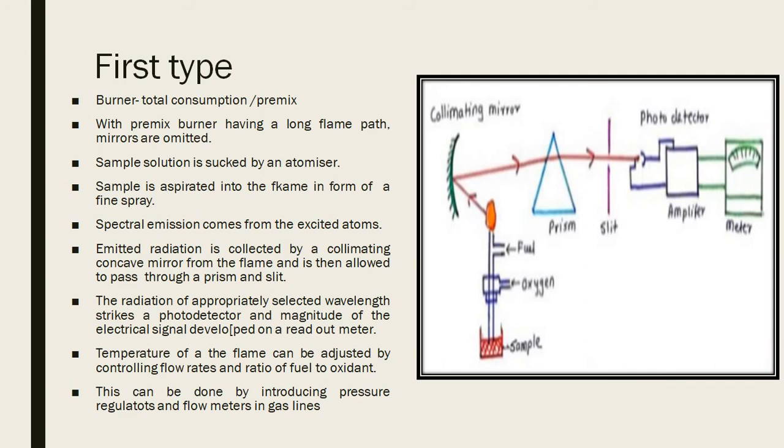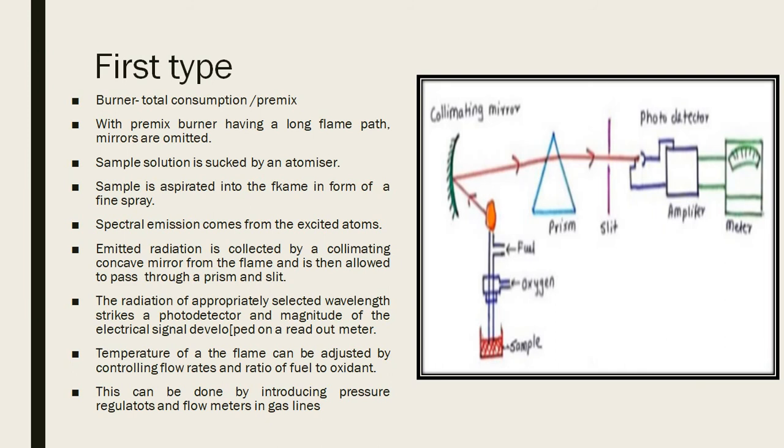The sample solution is sucked by the atomizer, then the sample is aspirated into the flame in the form of fine spray. Spectral emission then comes from the excited atoms. Emitted radiation is collected by a collimating concave mirror from the flame and is then allowed to pass through a prism and slit. Then radiation of appropriately selected wavelength strikes a photodetector, and the magnitude of the electrical signal is developed on a readout meter.